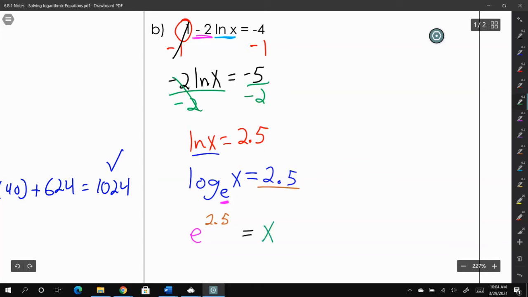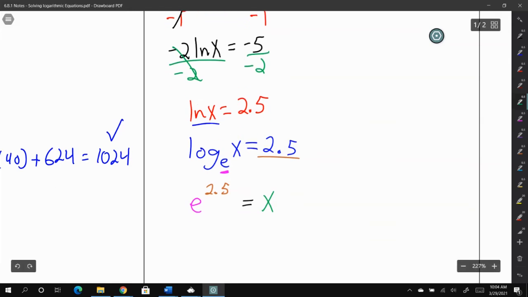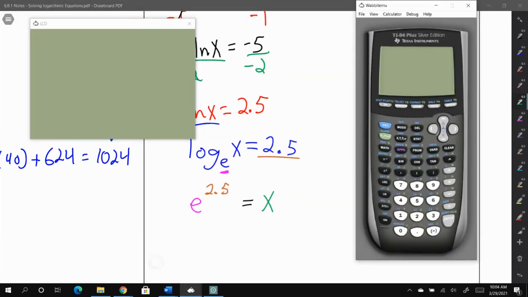Now in the calculator, I'm going to type in e raised to the 2.5 power. And remember, if you've forgotten where to do that, second and the ln button automatically puts e raised to a power, so 2.5, and we get 12.18.